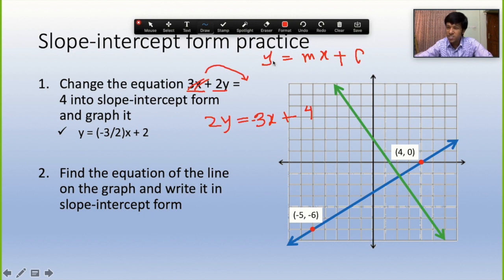Then this is just y, but there is twice y. That means we have to send this 2 to the other side also. And since it is multiplied, it will be division. Both terms we have to divide by 2. So we can write minus 3 divided by 2 x plus 4 divided by 2. And 4 divided by 2 equals 2. This is why the equation is written like this.